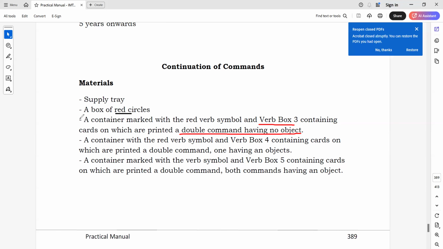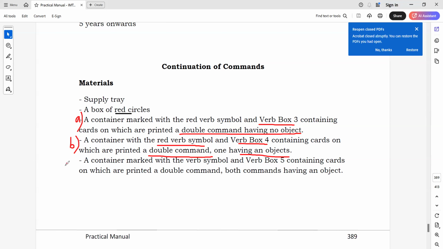I will take one more container. So this was my first one. In the next container, I would still have my red symbols. I will take another box in which I will again put two actions, and those actions should also have objects. So I will have to make sentences that way. Guys, you're all getting what I'm trying to say? Now we will write more sentences in each of them. Okay, now let's see another one.